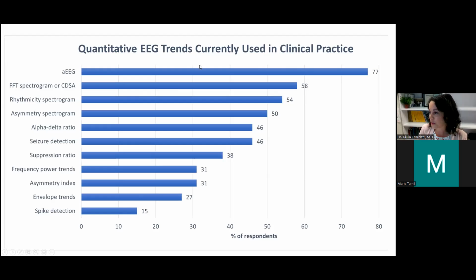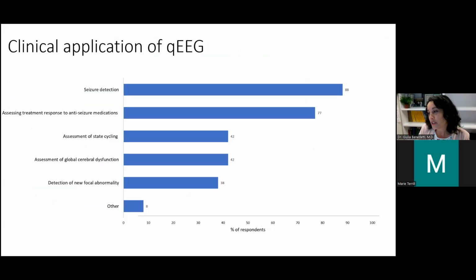Amplitude integrated EEG is, of course, the most commonly used, and that's probably been in practice the longest and the most historic trend. These other ones were the ones that respondents found to be really helpful. And this is what I'm going to use to kind of frame the talk in terms of which trends I'll go over after we review the survey results. So these are how people are using quantitative EEG, the different clinical scenarios. Seizure detection and assessing response to seizure medicines is the number one use of quantitative EEG, but there's a good proportion that are also using it for background assessment and assessment of state cycling and decline or improvement.